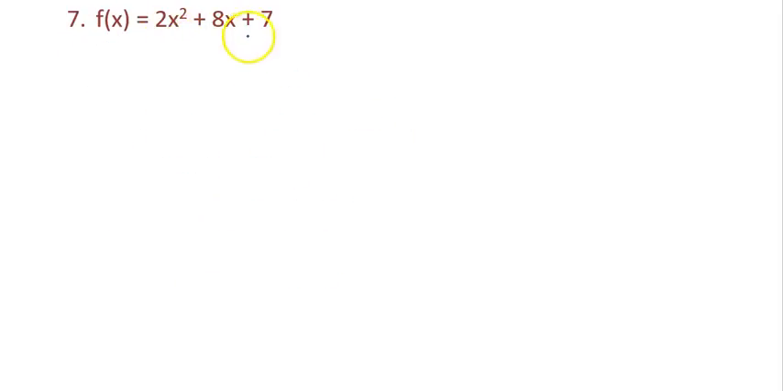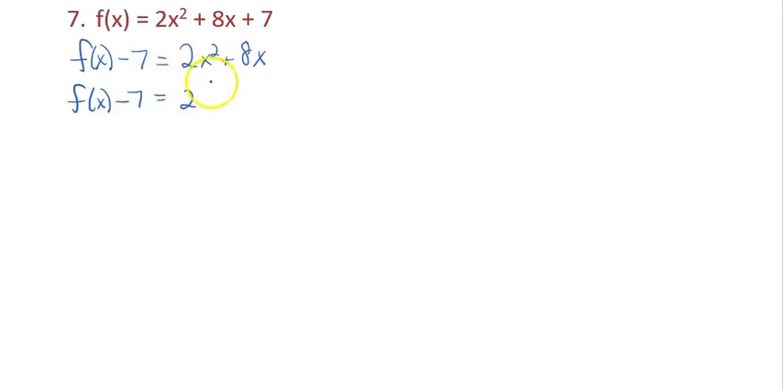Okay, example 7 is similar to example 6 because we have this 2 in front of the x squared. Before I start, I want to move that 7 by subtracting it to the other side. So f of x subtract 7 equals 2x squared plus 8x. Now, because I have the 2 in front of the x squared, I want to factor it out like it's a GCF. So take out the 2, have x squared plus 4x, and then leave some space. Then I'm going to complete the square.